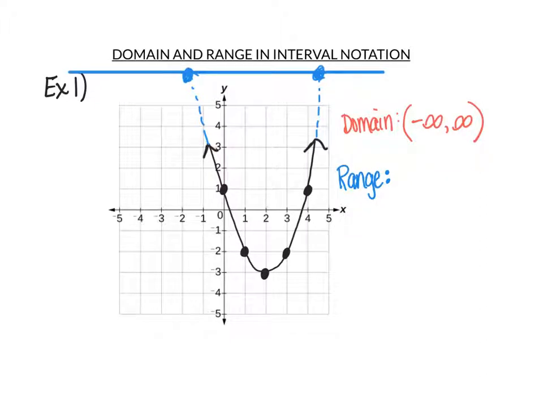-3. So the way that we write that in interval notation is we start with the lowest y value, which was -3, and we say that it went from -3 and everything greater. So we're going to say comma infinity, so -3 all the way up to positive infinity.